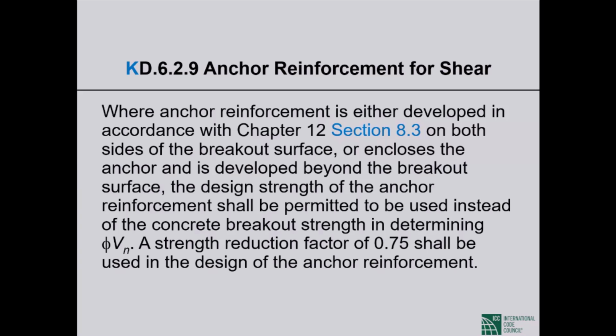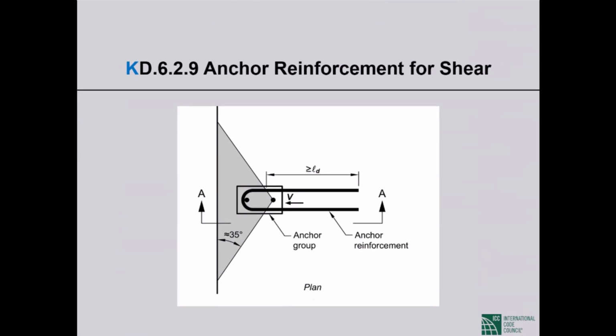Anchor reinforcement in shear, a very important topic, but I will again, as for anchor reinforcement in tension, it has to be developed on both sides of the failure plane. This way, you have to have full L sub D. This way, the continuity itself provides that the fact that it goes around provides development. So you don't have to worry about this.